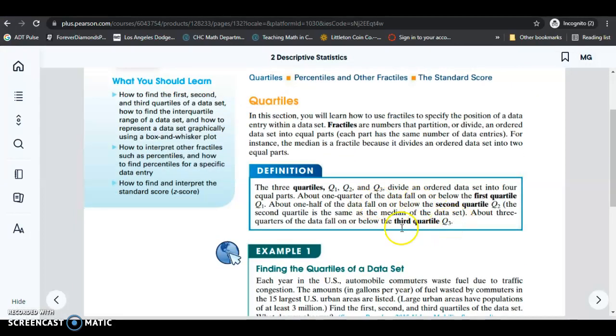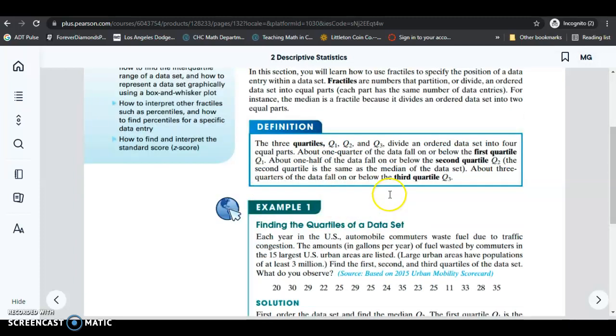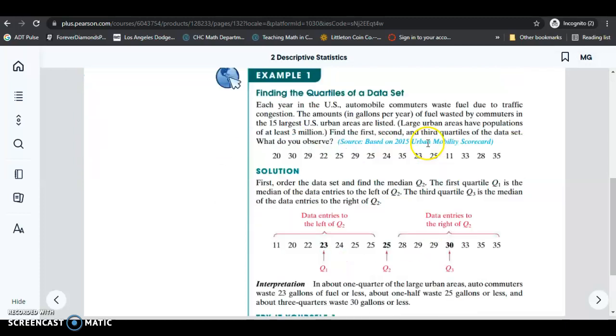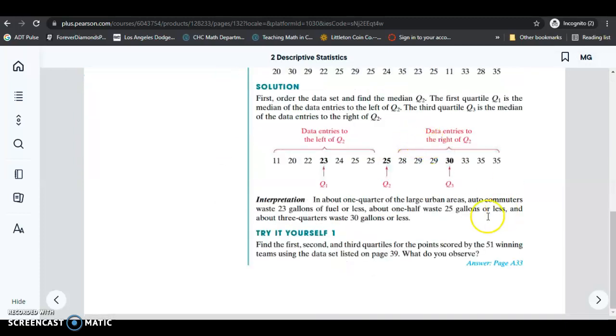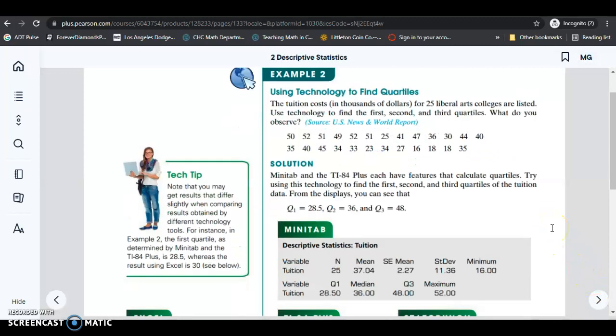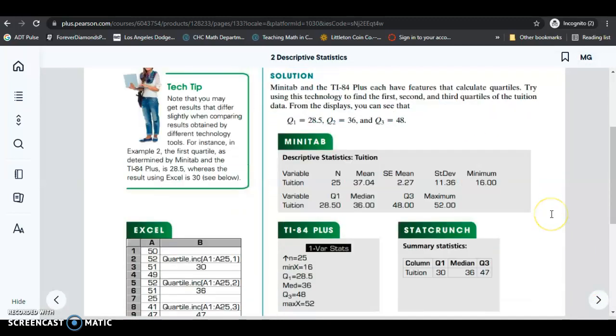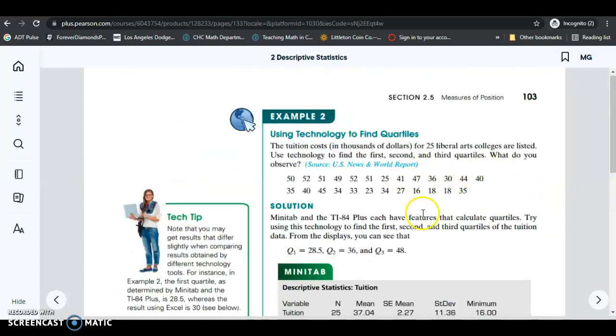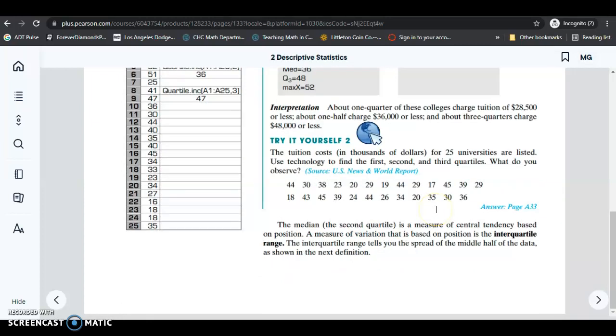Okay, so go ahead and read the definition of the quartiles given on page 102. Example 1 tells you how to find the 3 quartiles of a data set by hand, so I'm going to go ahead and skip that. We will eventually use software to help us find the quartiles of a data set, which is what example 2 discusses, so I'm going to skip example 2 as well.